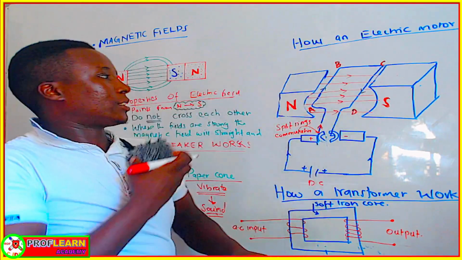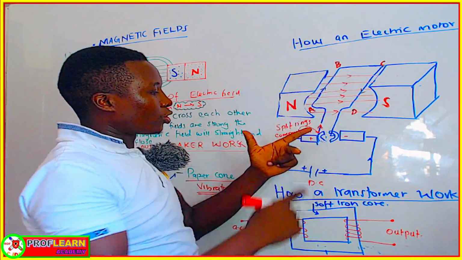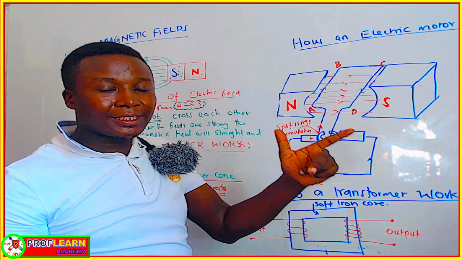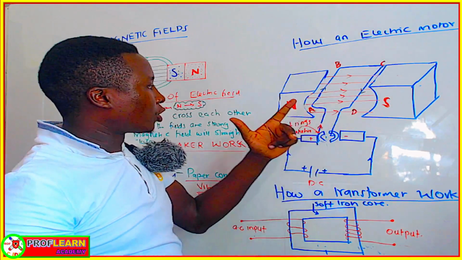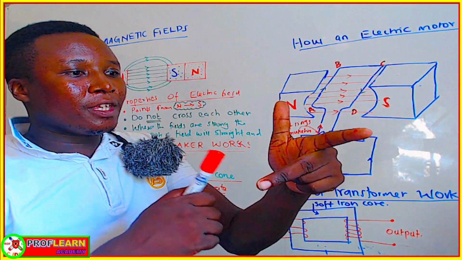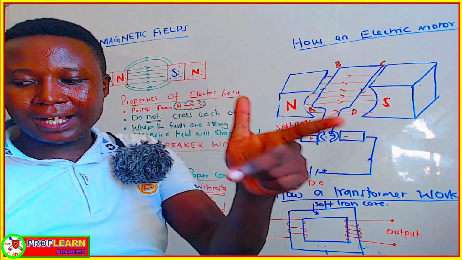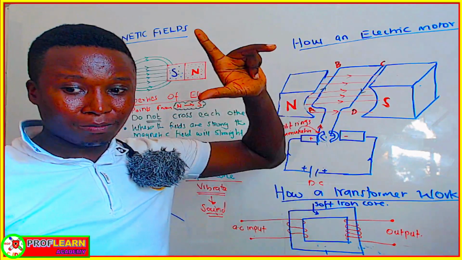For instance, when current is flowing in that direction, we are going to use Fleming's left hand rule. According to Fleming's left hand rule, if the first finger, second finger, and the thumb are held at right angles to each other, this is my left hand.